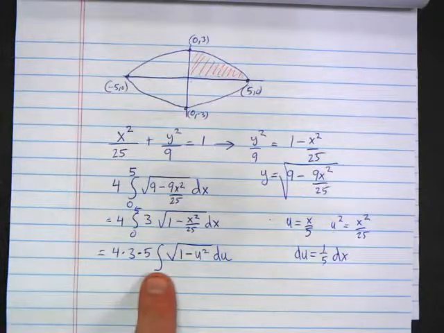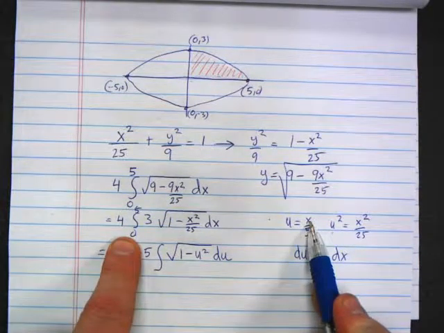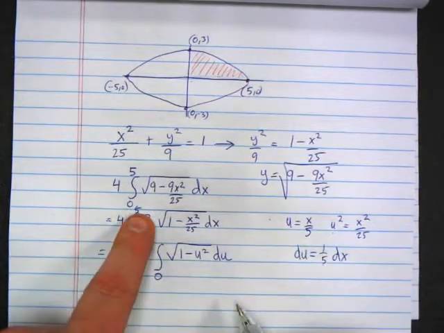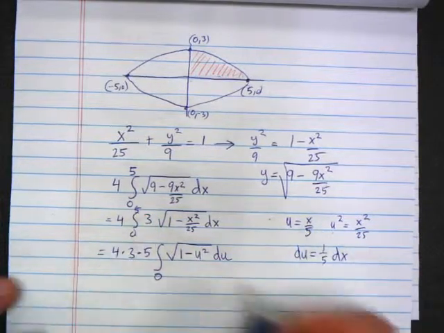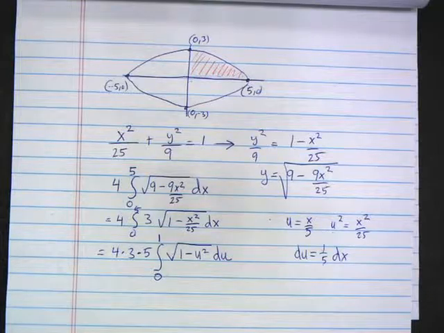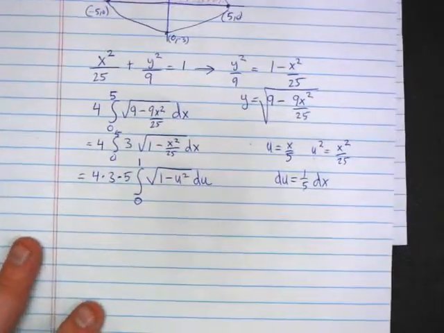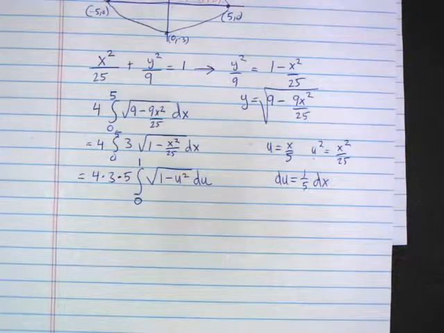And now, what are my numbers? Well, when x is 0, u is 0. And when x is 5, 5 over 5 is 1. Okay. We're getting there. Now what?